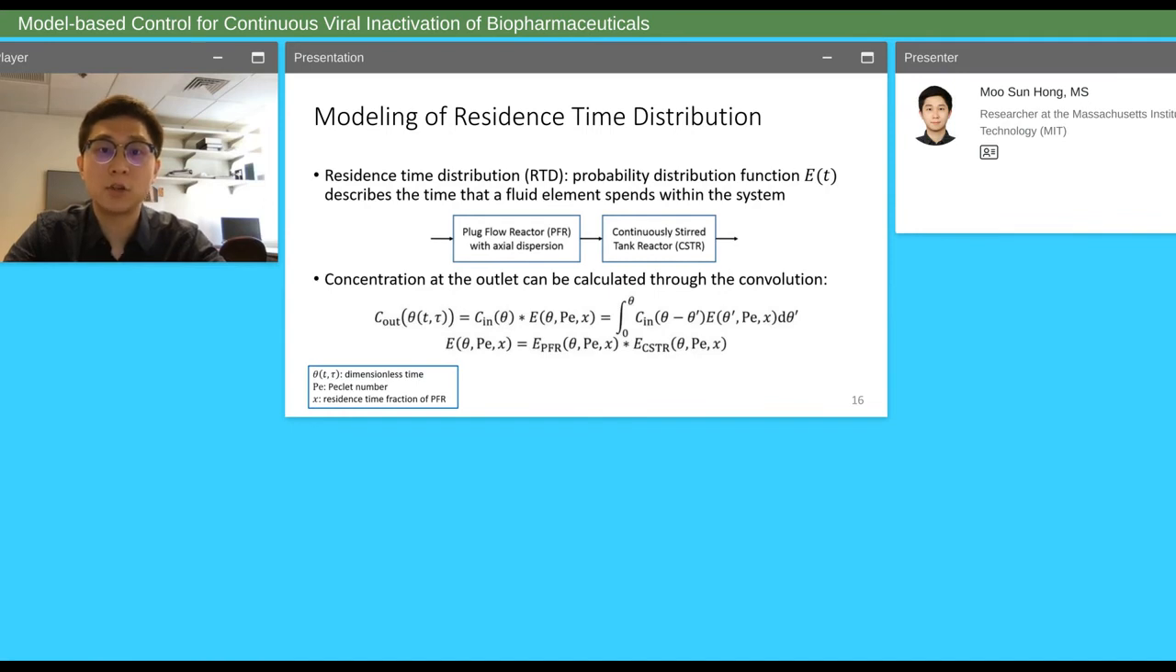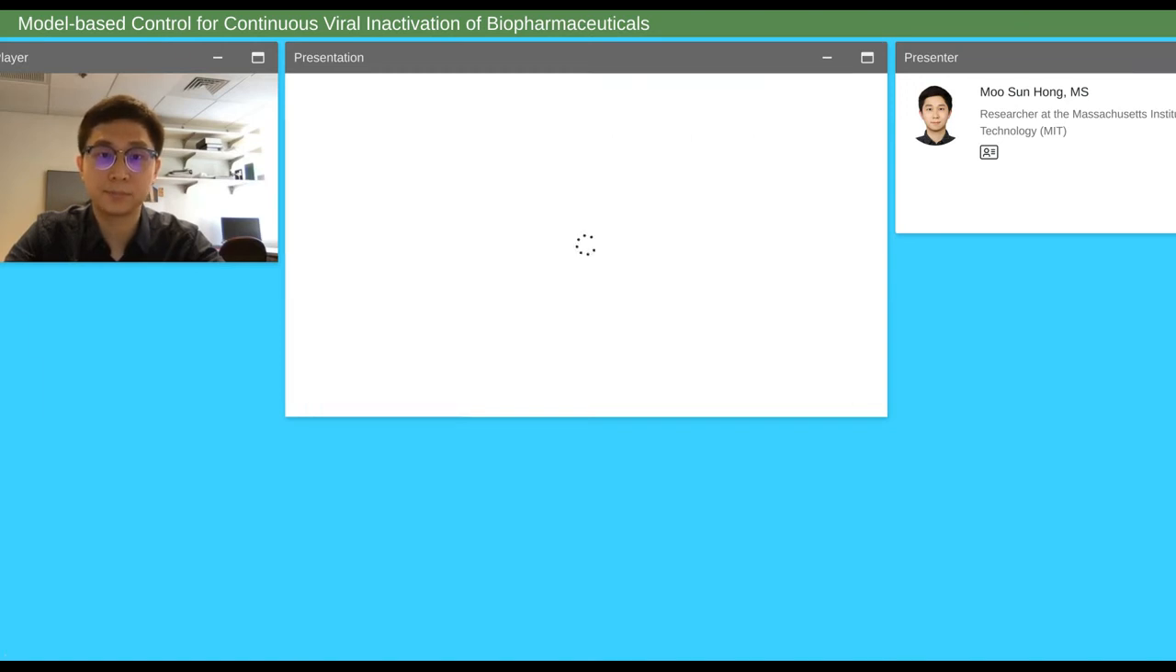Then the concentration at the outlet of the column can be calculated through the convolution of the concentration at the inlet and the residence time distribution of the column. And again, the residence time distribution of the column can be calculated through the convolution of the already modeled residence time distribution of plug flow reactor with axial dispersion and continuously stirred tank reactor.